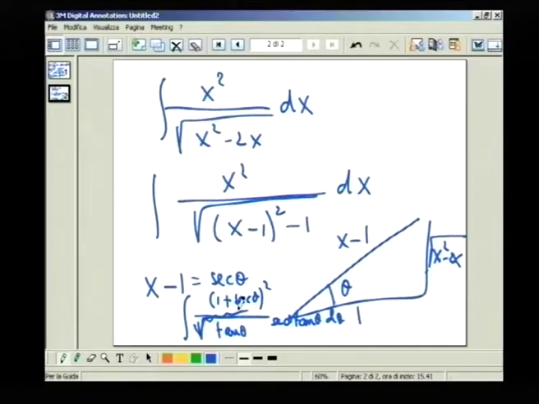So your integral, instead of being a function of x, would be a function of theta, and manipulating a function of theta is easier because you know the integrals of these trigonometric functions. So these are the types of methods of integration that we use.